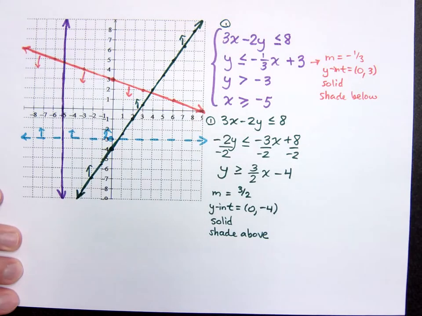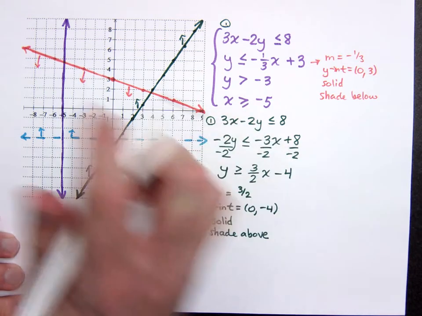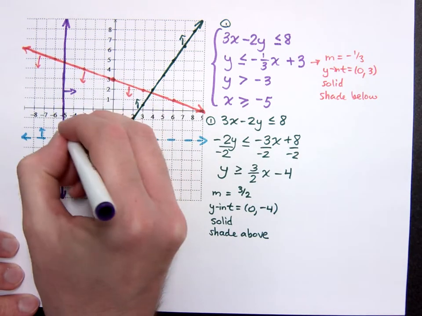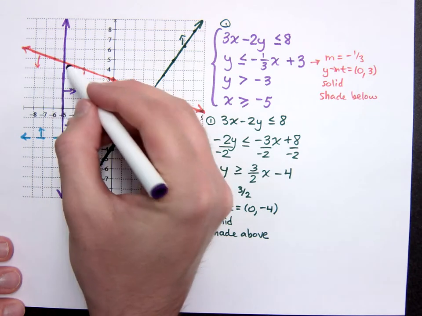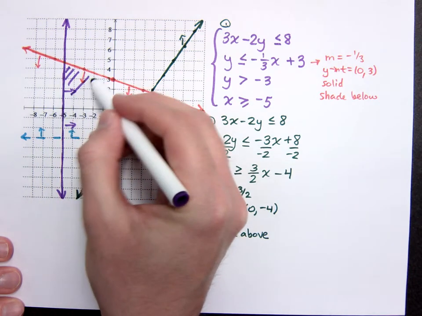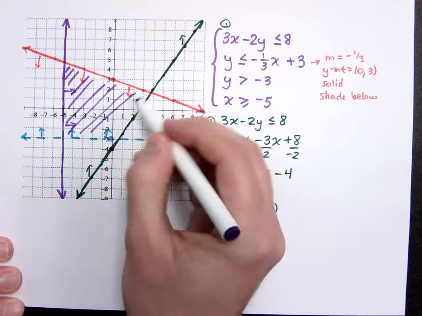Which way would it shade? Since there's no y here, we can't talk about shading above or shading below. So what do I do? X's are greater than, so that's going to be on the right side, over here. So do you guys see where my area is, my solution set? It's going to be this area right here, because that's where everybody's pointing.